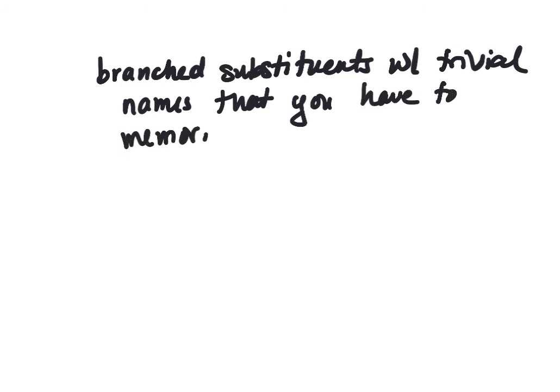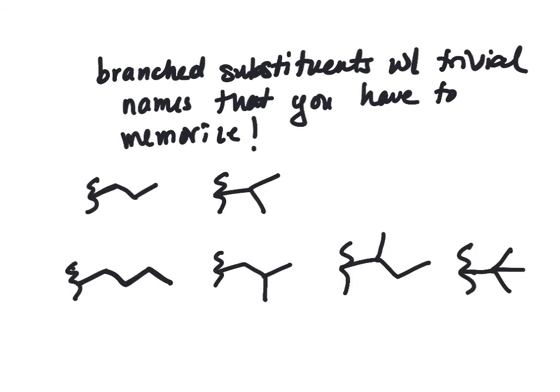Now, I'm not making you memorize these to be cruel, but I'm making you memorize them because you are going to encounter them. So let's start with the simple ones. Here we have a propyl substituent where you have 3 carbons, 1, 2, 3. Again, the squiggle is the main chain. It would be the longest continuous chain, and carbon 1 would be the point of attachment.